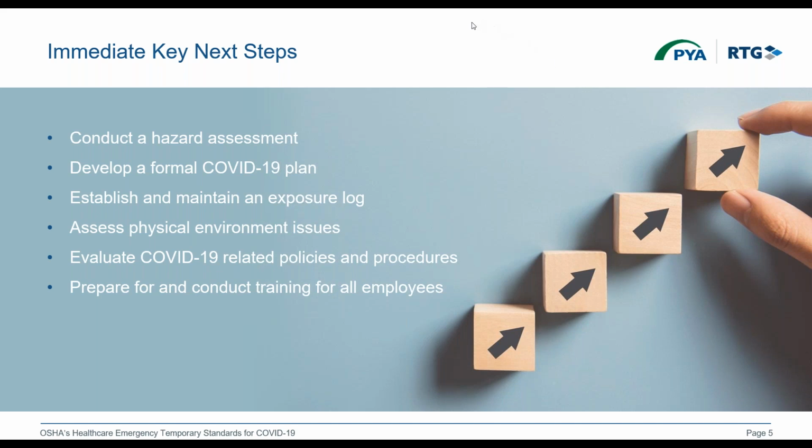So let's talk about some immediate key next steps. You can see listed are half a dozen bullet points. Many of your organizations have addressed, as part of the response, your hazard assessment. But the development of a formal COVID-19 plan is obviously one of the things that's included in those standards. There are actually on the OSHA website examples of what that formal COVID plan looks like.